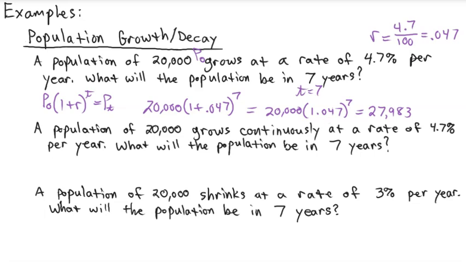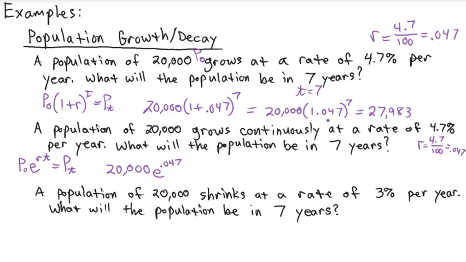Now this example says that a population of 20,000 grows continuously. So we're going to use P naught times e to the power of r times t, which is equal to P sub t. Our starting value, again, is 20,000, so we'll do 20,000 times e. e is just a number. Our rate is the same, 4.7, so r is equal to 4.7 divided by 100, which is 0.047.